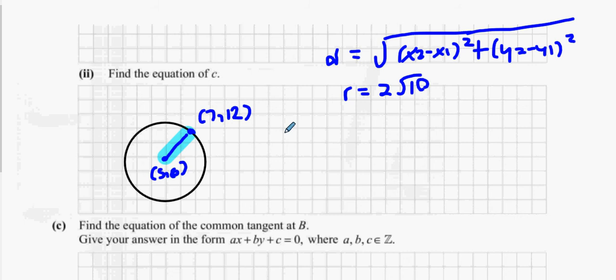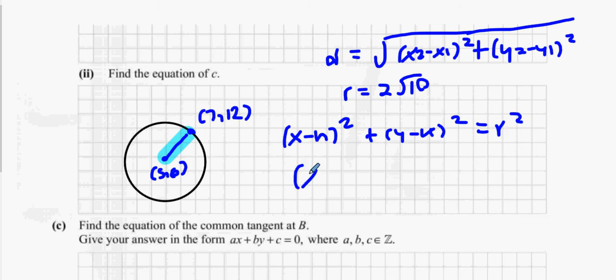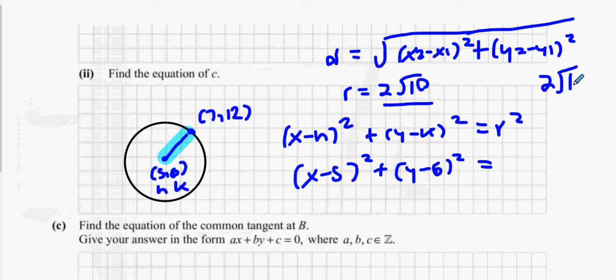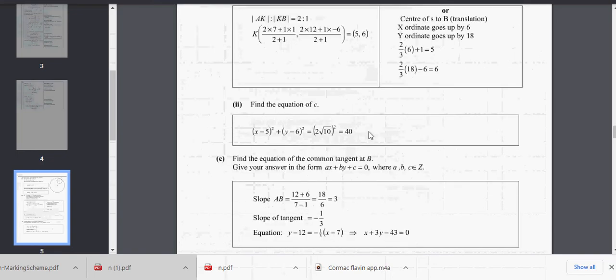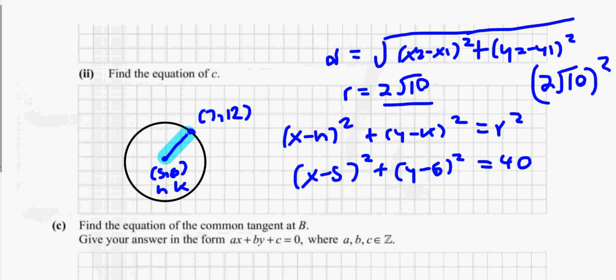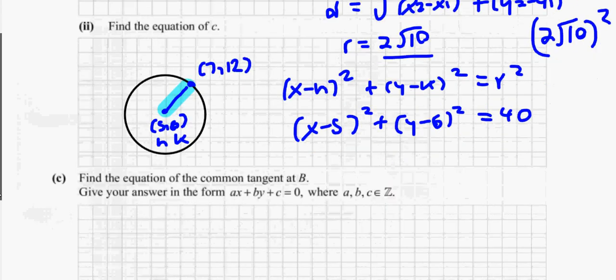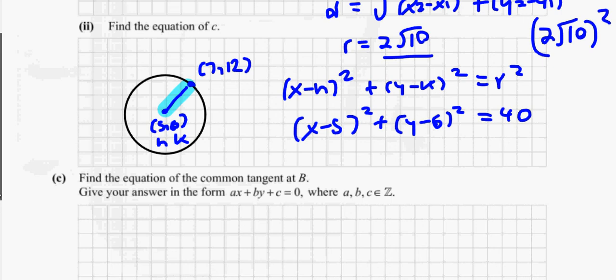Handy for me because then I can just use (x minus h) squared plus (y minus k) squared equals r squared. So I can just say it's (x minus 5) squared, because that's h, k, plus (y minus 6) squared equals r squared. R squared is 2 root 10 squared. Throw that into the calculator, you're going to get 40 all day long. Right? And we'll check my answer. Yeah, good. Now, next question. Find the equation of the common tangent at B. Give your answer in the form ax plus by plus c. Alright, no bother.